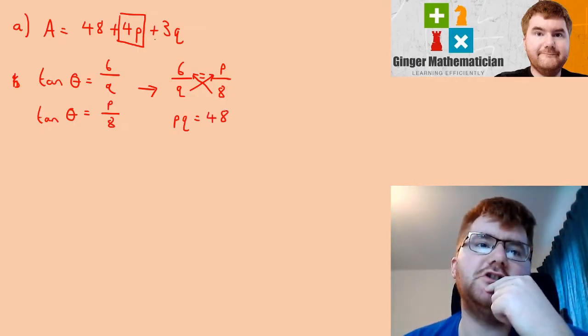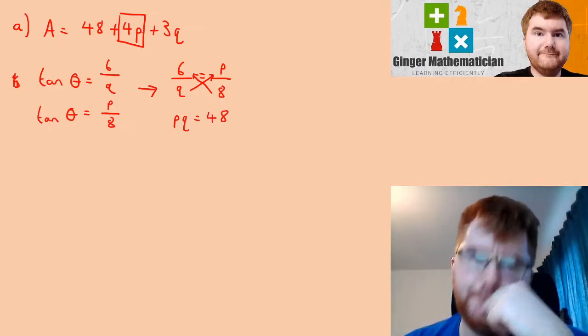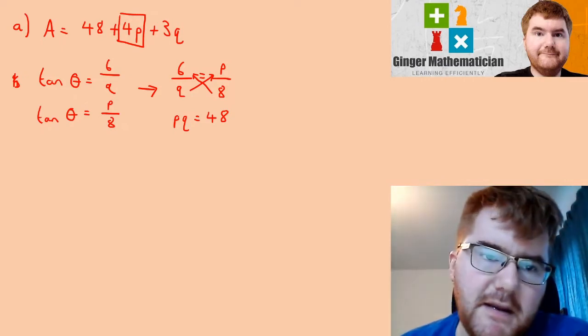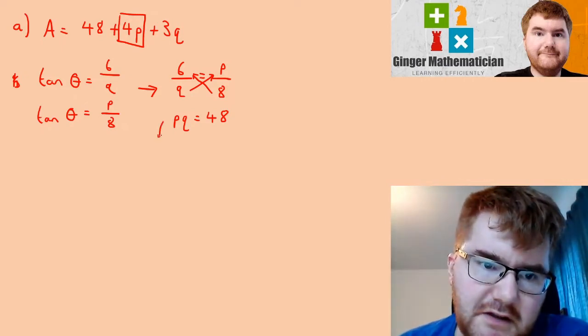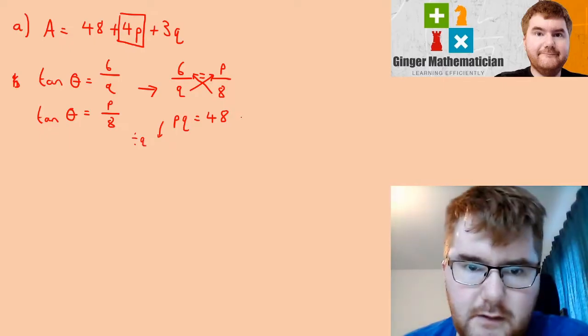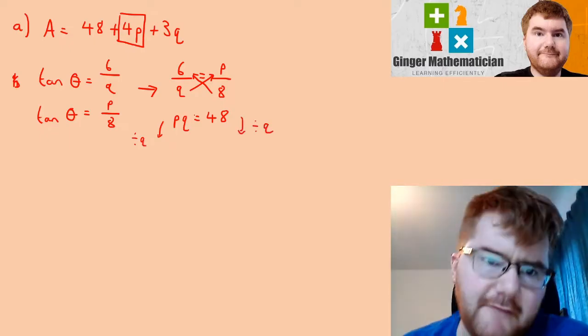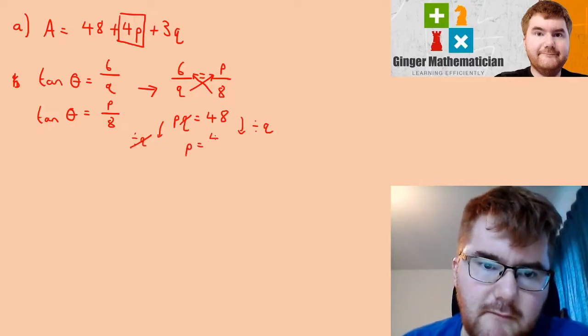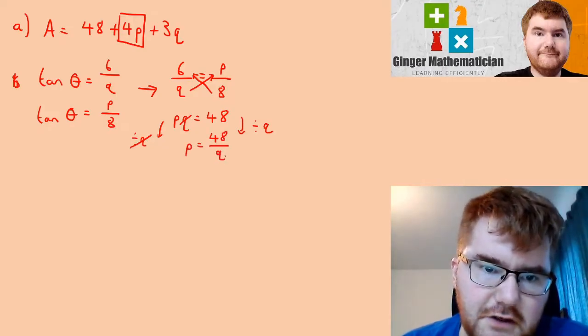And because we want to change the p to a q, we need to write p in terms of q. So I'm going to divide by q on both sides of my equation. If I do that, this cancels here. We have p equal 48 divided by q.